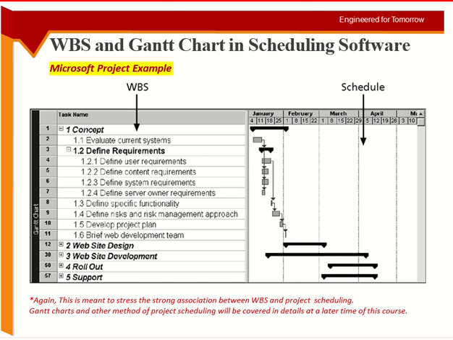Within the first deliverable, you can see we have 6 major tasks: evaluation, define specific functionality, define risk, develop project plan, and brief web development team. You can collapse it and expand it. It's interactive, so if I just want to see the activities of task 1, I can just open that one and see it.